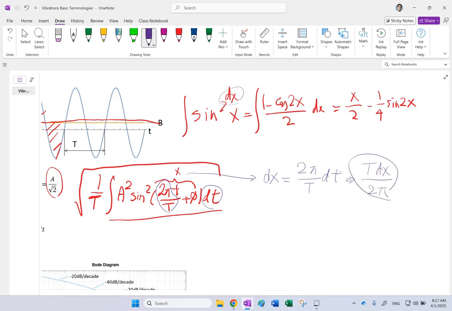So here you have to replace that with this, and then you're going to get the integral of, and A is constant, you can bring it out of the integral, so it's going to be just sine squared of x dx, and you also have that constant.